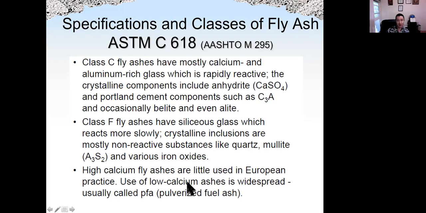And the high calcium fly ash is little used in Europe, and low calcium ash is widespread, usually called pulverized fuel ash. So depending on the type of coal used, depending on the location and countries, they have very different chemistry in the fly ash. So that will affect the strength as well as the setting time, for example.